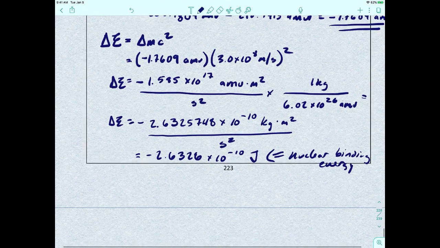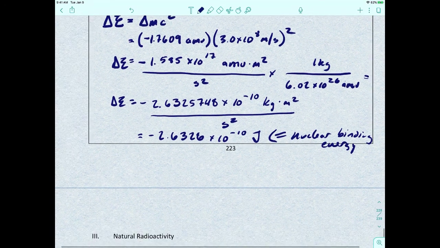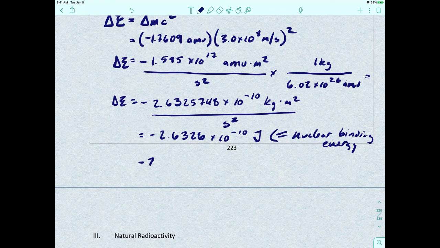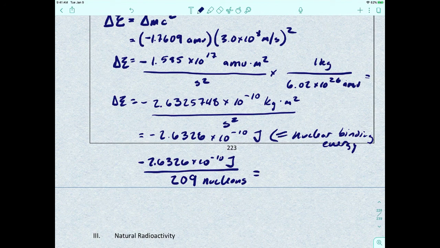Now if we take this value, negative 2.6326 times 10 to the minus 10th joules, and divide it by the number of nucleons, 209 nucleons, that should give us 1.26 times 10 to the minus 12th joules per nucleon. So this is the nuclear binding energy per nucleon.